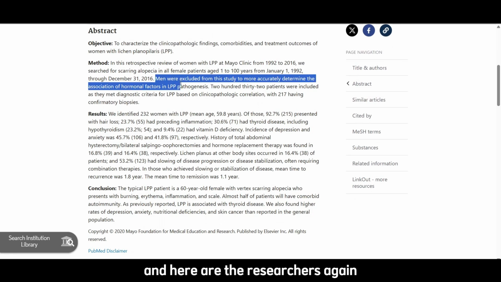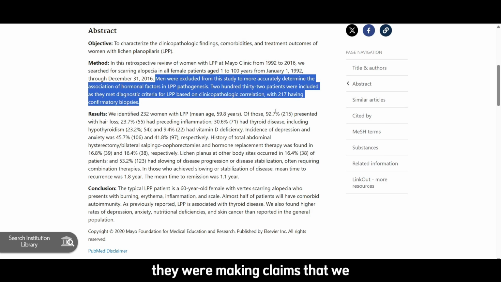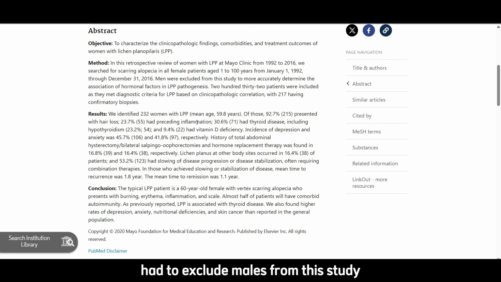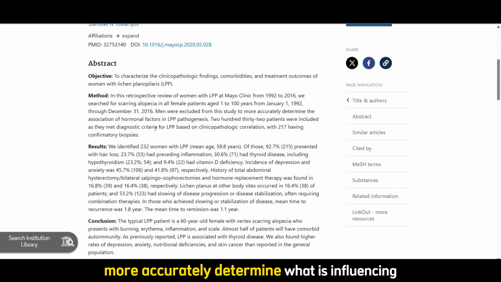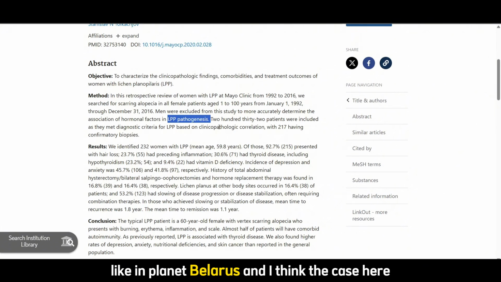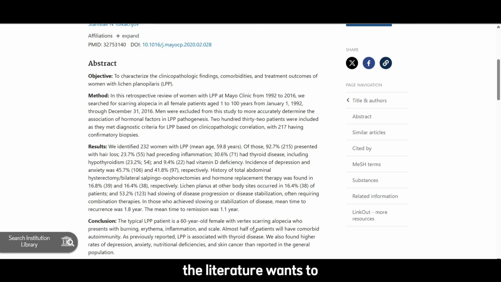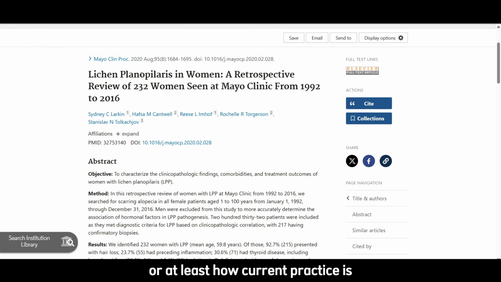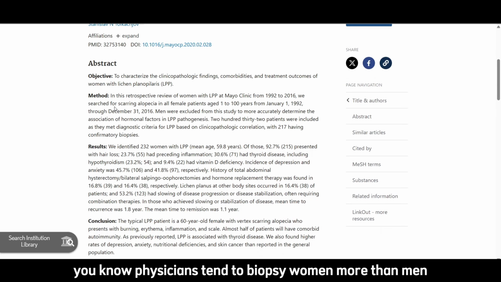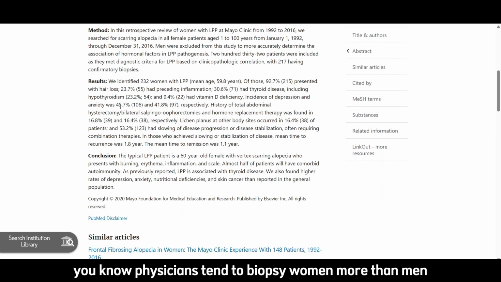And here the researchers were again claiming that we had to exclude males from this study so we can more accurately determine what is influencing lichen planopilaris. And I think the case here shows how biased the literature is. At least in current practice, physicians tend to biopsy women more than men, right?